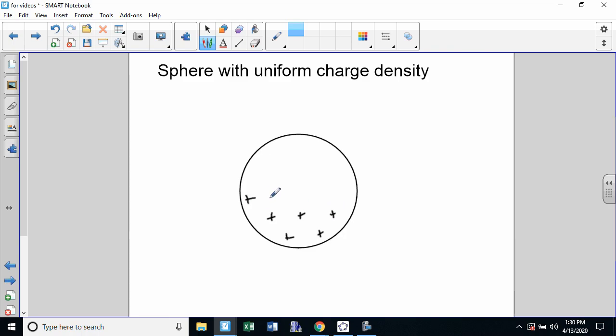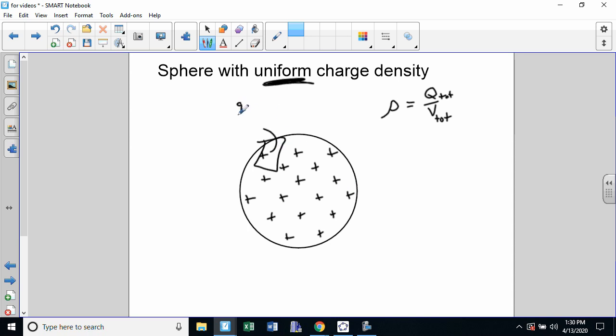have been stripped off uniformly so that the charge density is uniform, meaning any little volume chunk that you take out of this sphere, you're going to have the same charge to volume ratio. So we have some uniform charge density rho that is the total charge divided by the total volume. That ratio would be the same for any little volume chunk that you take out of the sphere. If you hack off a chunk of material here and take the charge in that region divided by the volume in that region, you're going to get rho.